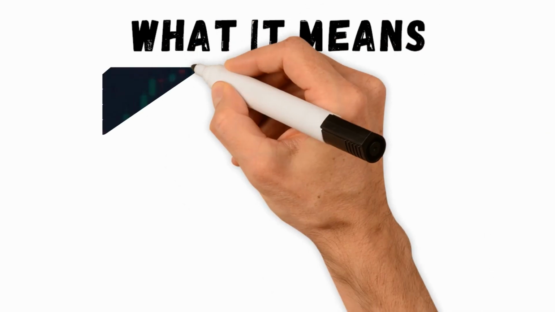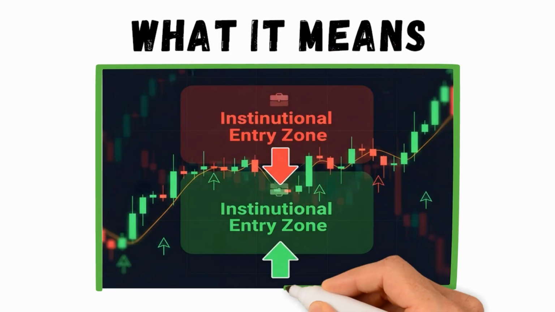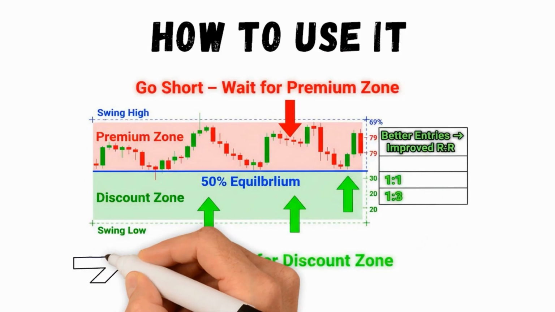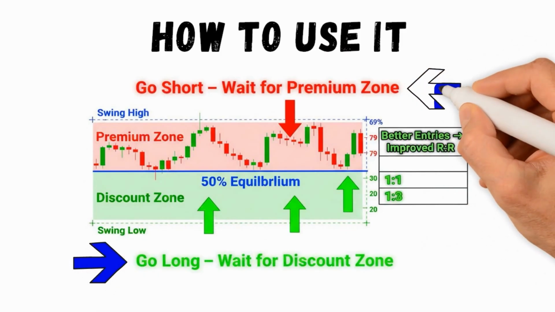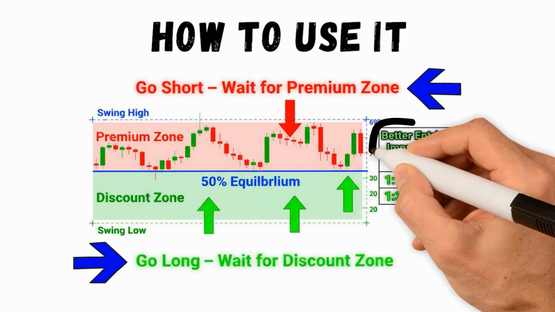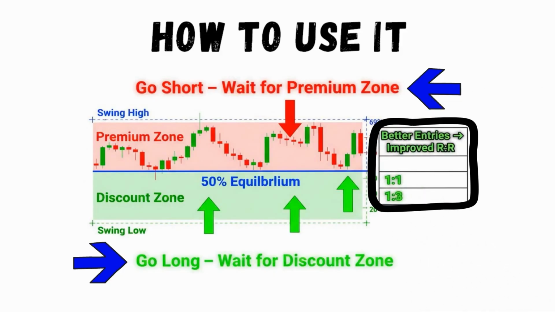What it means: high and low prices aren't random. They're zones where institutions look for entries. How to use it: if you're looking to go long, wait for price to reach the discount zone. If shorting, wait for price to enter premium. This gives you better entries and improves your risk to reward ratio.